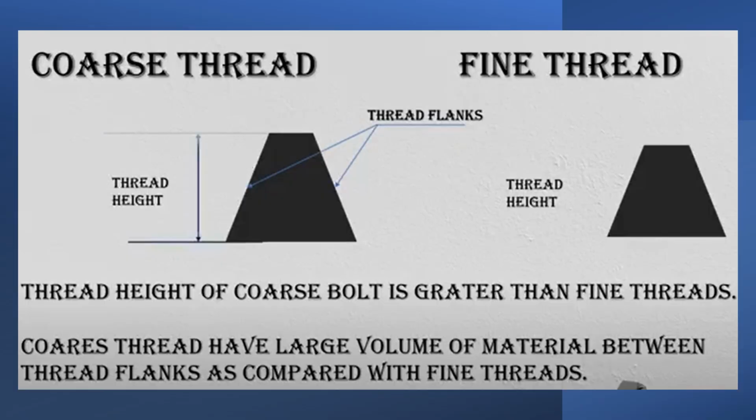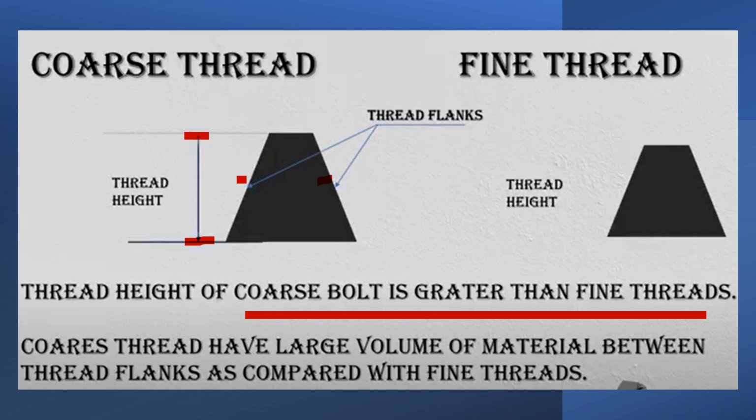So coarse thread, if you see, this one is called thread height, and these are called thread flanks. Thread height and thread flanks in coarse thread are higher. Okay, thread height of a coarse bolt is greater than the fine thread, because in fine thread the thread height will be less, and the thread flank also is less compared to the coarse thread.